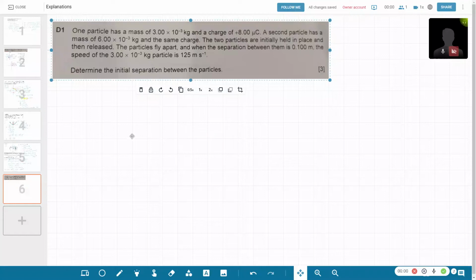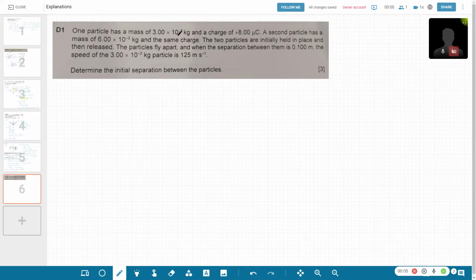Okay, so this is an electric field question. One particle has a mass of 3 times 10 power minus 3 kg. The charge is given as 8 microcoulombs. The other has 6 times 10 power minus 3 kg and the same charge, also 8 microcoulombs. Both are positive, so they are held and then released, which means they are going to be repelled.